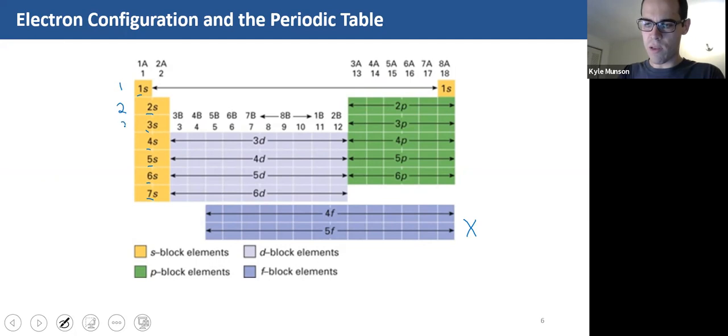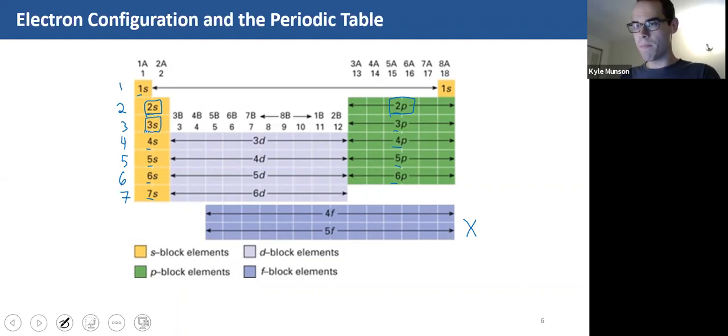So this is 1, 2, 3, 4, 5, 6, 7. That's what these numbers are here, okay? So we're in row 2 and we're in the S block. This is the 2S sublevel, okay? If we're in row 2 and we're in the P block, this is the 2P sublevel. Okay, same idea here. If we're in row 3 and we're in the S block, this is the 3S sublevel.